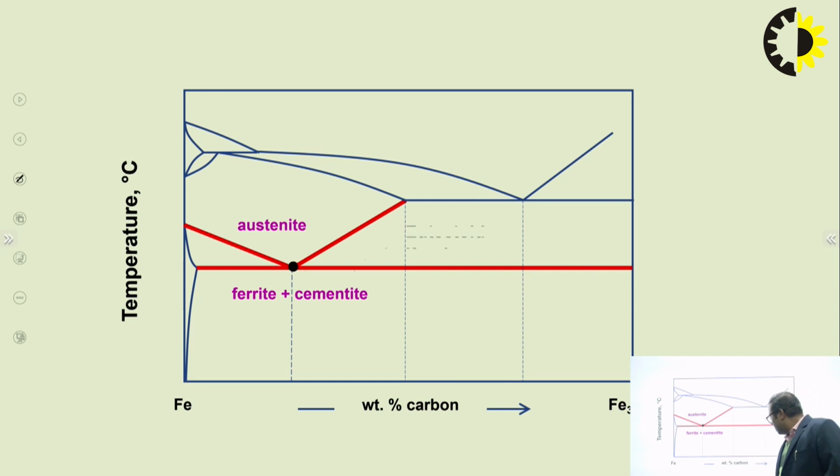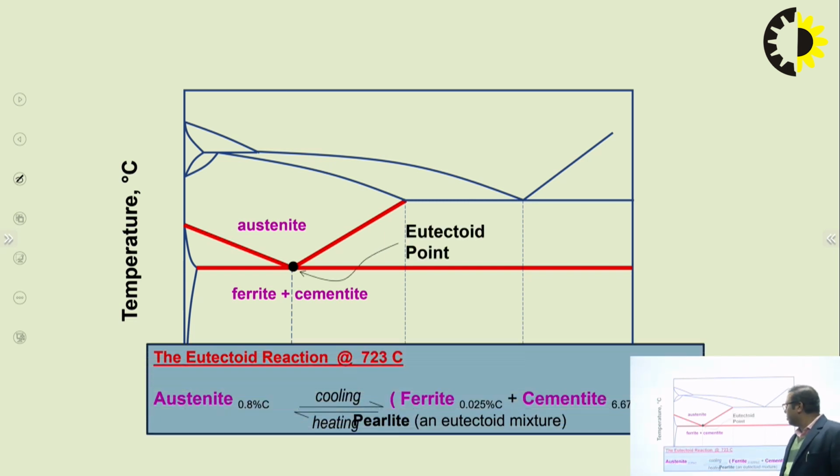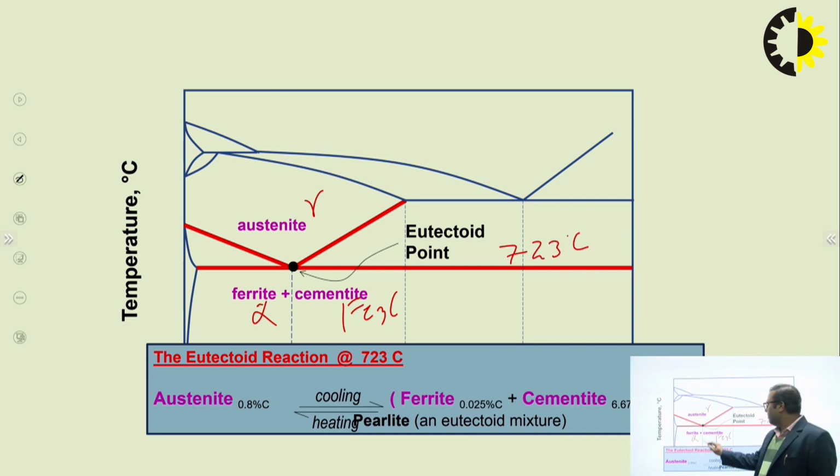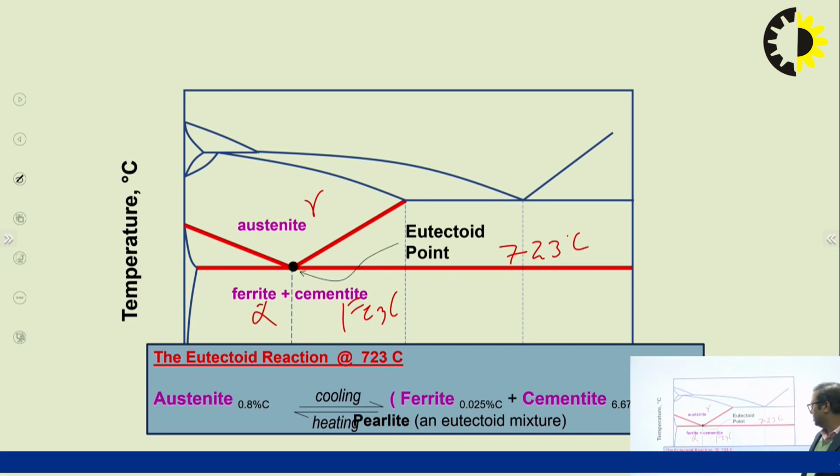Then the third diagram you can see is the eutectoid reaction. Gamma austenite converts into alpha ferrite plus cementite, and this reaction occurs at 723 degrees with a carbon percentage of 0.8%. Austenite converts into ferrite plus cementite.